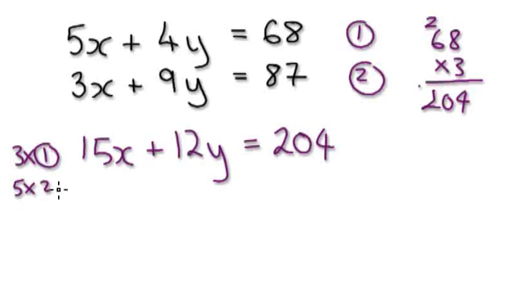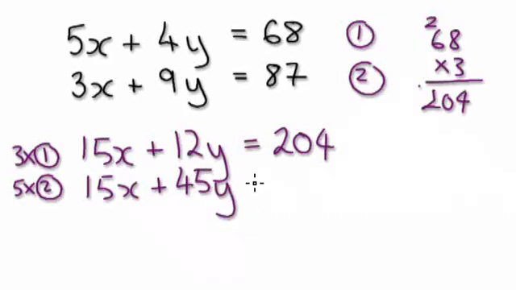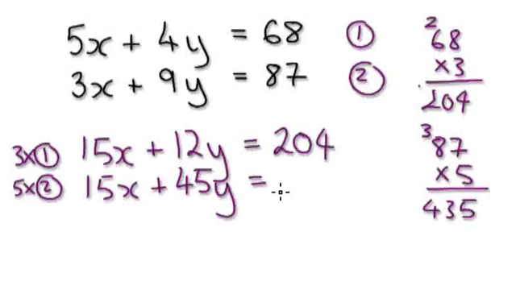And then times equation 2 by 5. So remember we've got to times this by 5, this by 5, and this by 5. So that would be 15x, and then this will be 45y, and then 87 times 5 here would be 35, carry the 3, 40, 43. It would be 435. Okay, so now notice that the coefficient here is the same as the coefficient here.